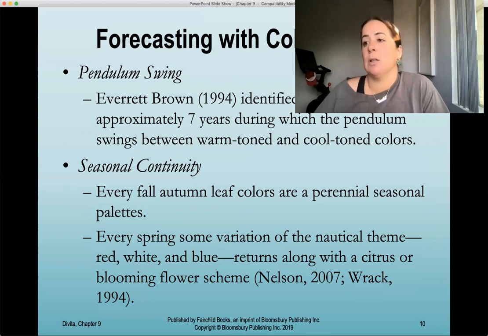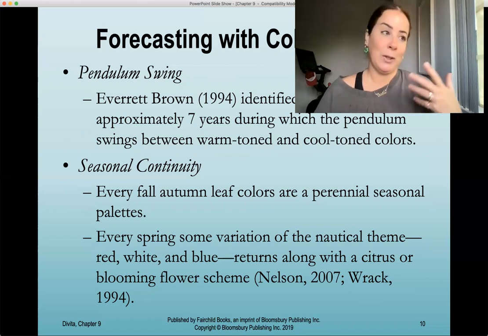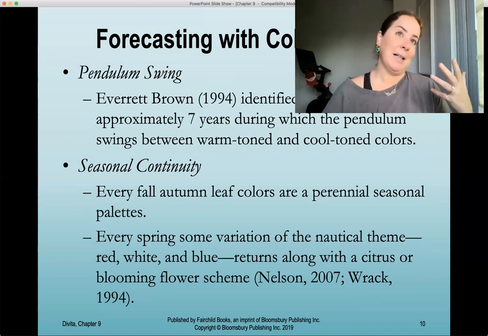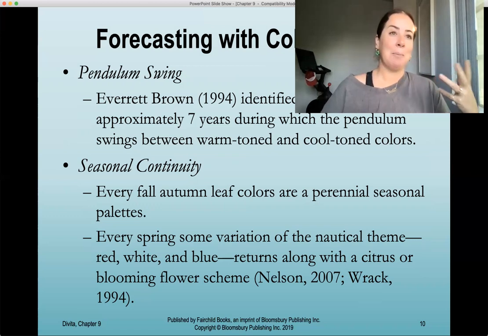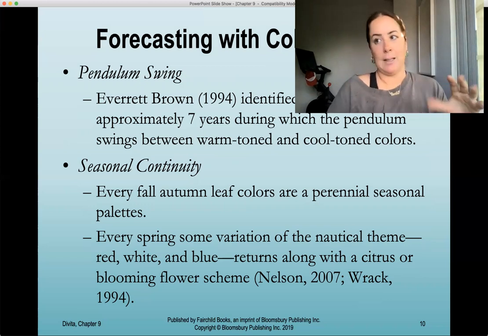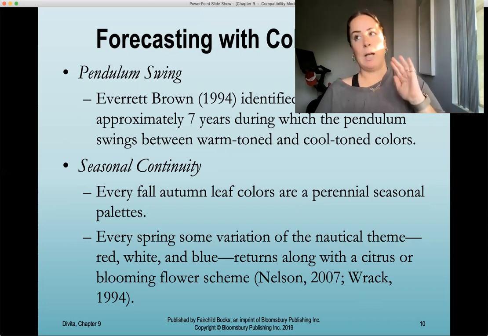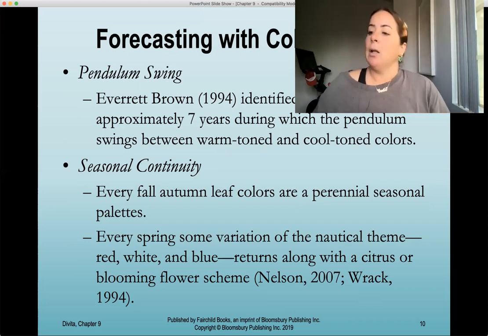We also have seasonal continuity. So every fall, leaf colors are a perennial seasonal palette. Like when we talk about October and that typical palette of greens and oranges and goldenrod yellows, right? That is something that has to do with the season. And then we take that inspiration from the season and create a color cycle with that.